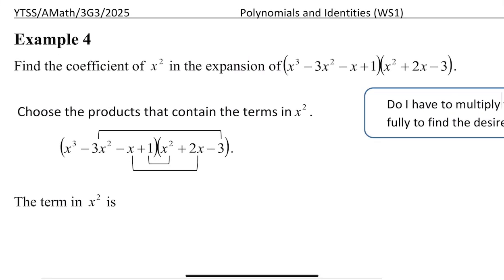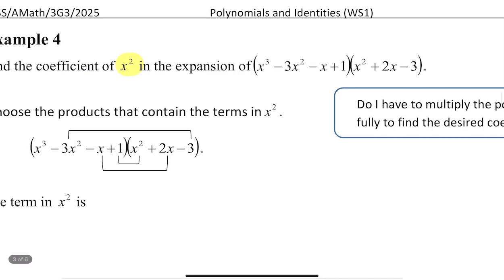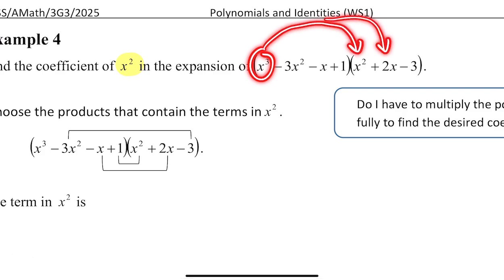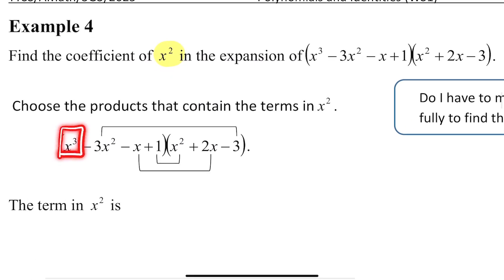If I want to find the coefficient of x squared, all I need to do is to consider the terms. When I expand out, this term will multiply here, here, here. This term here will multiply here, here, here. I just need to find among all these expansion and product, which one will give me an x squared term. So to analyze, I look at x cubed. No way that x cubed can multiply to anything to give me an x squared term. So this is out. But if I were to look at negative 3x squared, if this term here multiply to negative 3, I will get an x squared term.